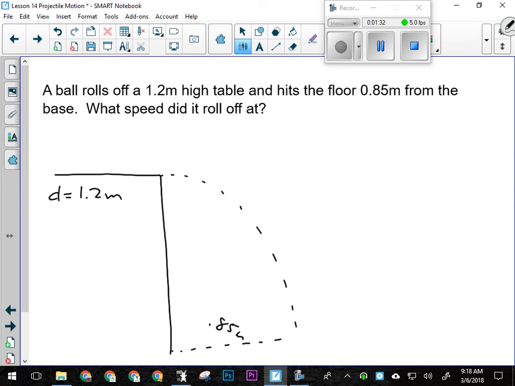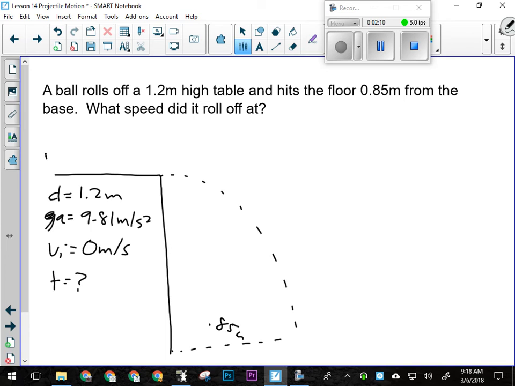Does that seem like it gives me very much information? No, but it actually gives me two other pieces of information, at least for the vertical perspective. What are they? Gravity, so our acceleration will be 9.81 meters per second squared, but it doesn't give me time. It gives me initial velocity. If it rolls off the table, it's not moving vertically when it gets off the table, at least not at time zero. With this information, can I calculate time?